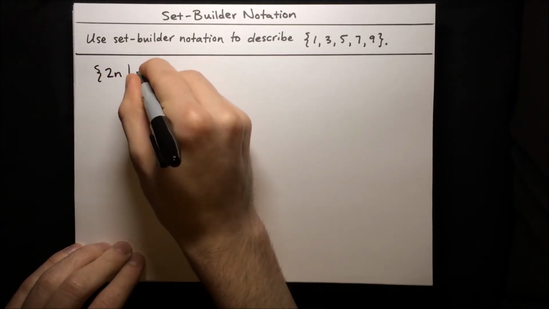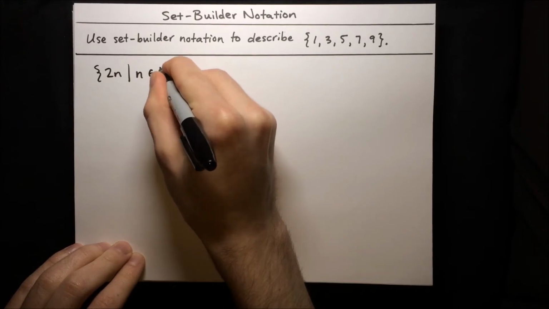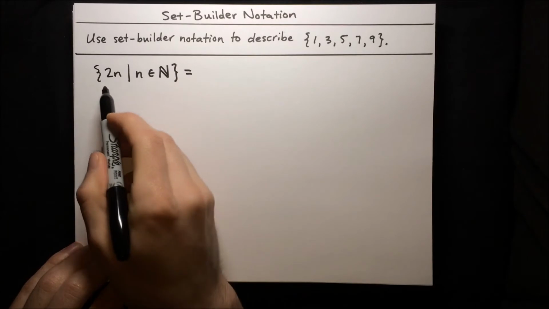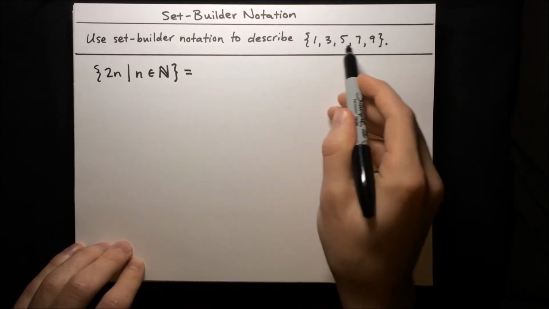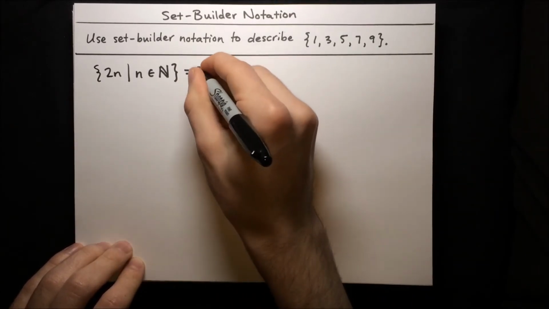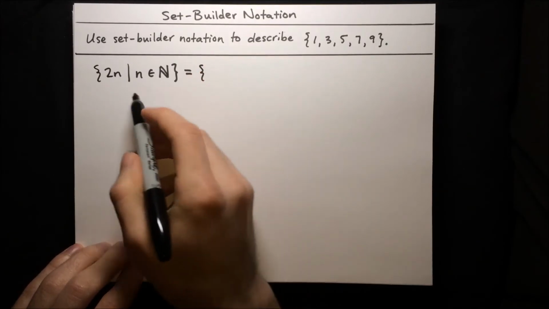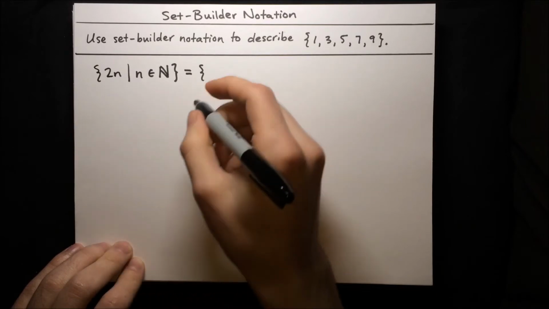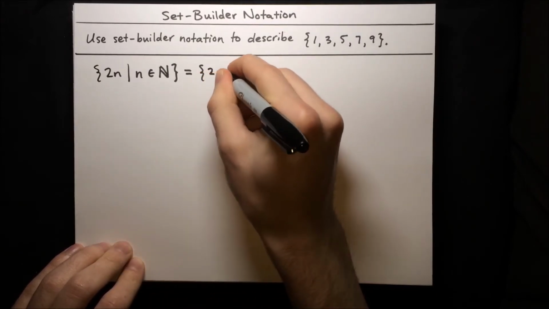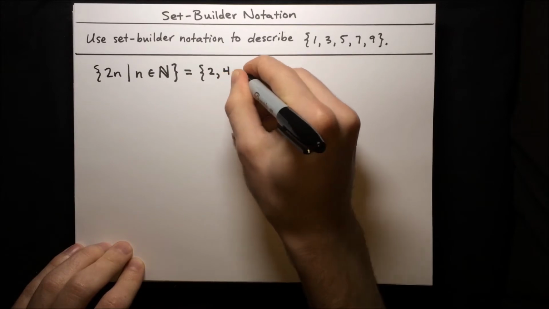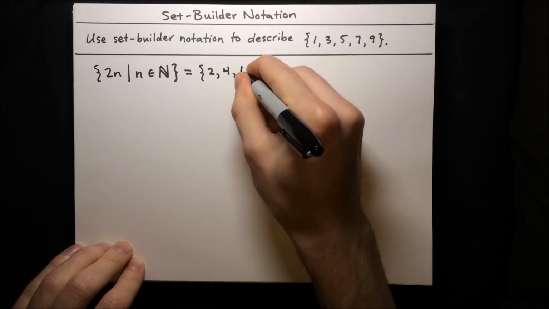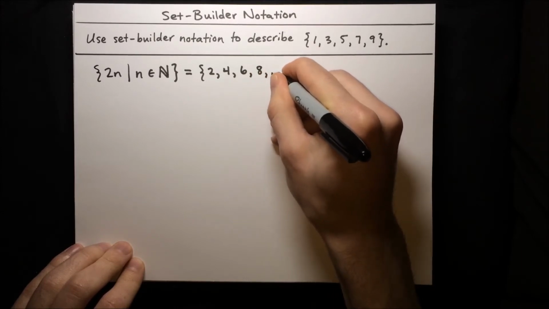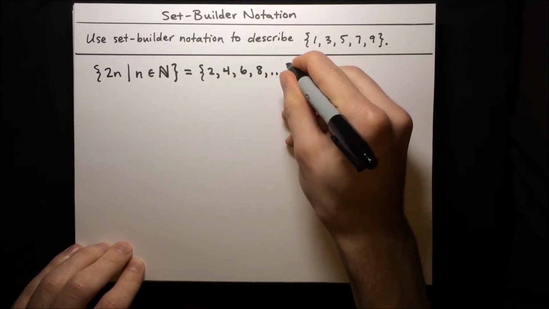2n, where n is a natural number. So let's go ahead and compute this set first, and then we'll tweak the formula as needed to get it to represent this. Okay, so 2n where n is a natural number. So this is going to be 2 times 1, 2 times 2, 2 times 3, 2 times 4, and so on. So 2 times 1 is 2, then 2 times 2 is 4, then 2 times 3 is 6, then 2 times 4 is 8. Yeah, so this is just all the even numbers starting at 2.